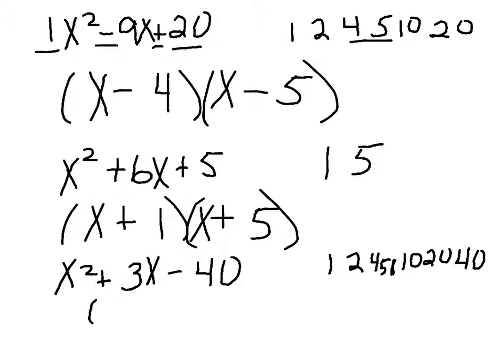So, the only way to get a negative on the end is a negative and a positive. I have a positive in the middle. That means I want my bigger number over here with the positive sign. What 2 numbers multiply together to get 40, but when you subtract them, you get 3? 5 and 8. So it's this.